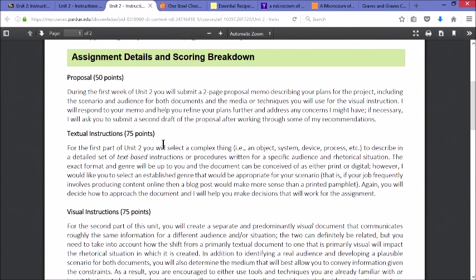Once you determine the scenario, the genre, and the medium, and decide whether you're writing instructions or procedures, you should look for examples similar to the type of documents you want to write, including but not limited to those I posted on Blackboard. I'll talk about those in a second.